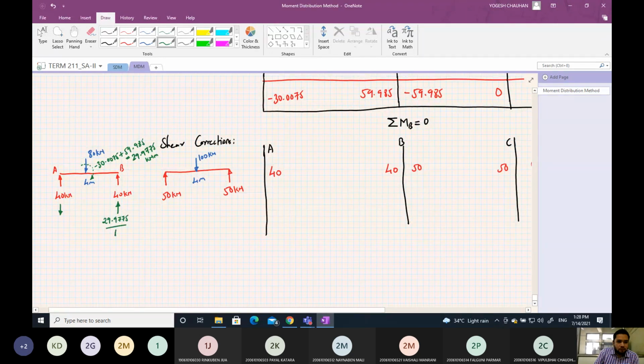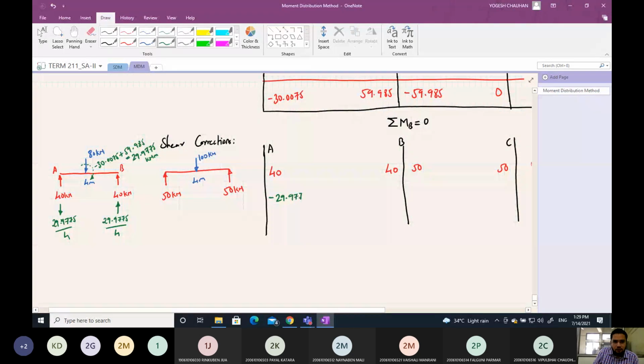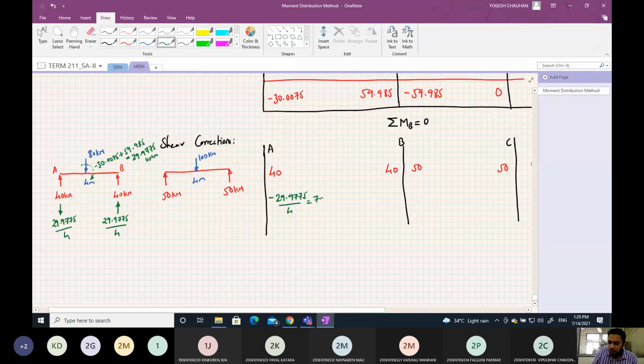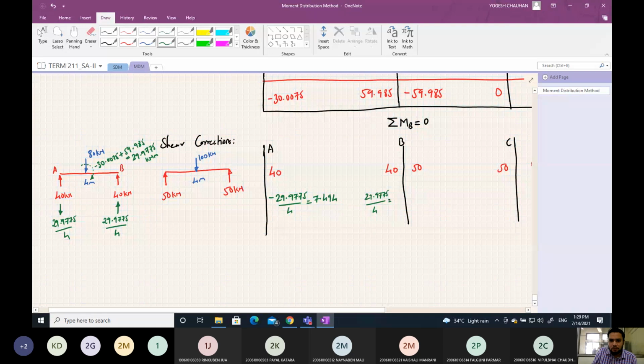29.9775 divided by L, that is 4, so 29.9775 by 4, that will be 7.494. Here it will be minus 29.9775 by 4, which is equal to 7.494, and on this side it will be 29.9775 divided by 4, that will be 7.494.